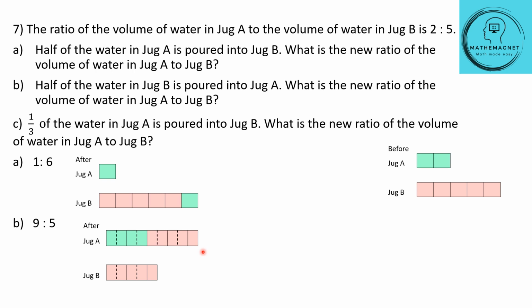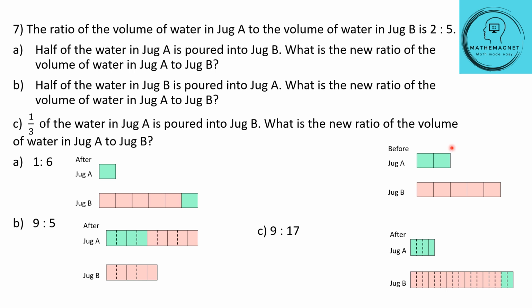Now question C: 1/3 of the water in jug A is poured into jug B. What is the new ratio, the volume of water in jug A to jug B? Now we know the initial value of jug A is 2 units and jug B is 5 units. Now 1/3 of jug A is moved to jug B.